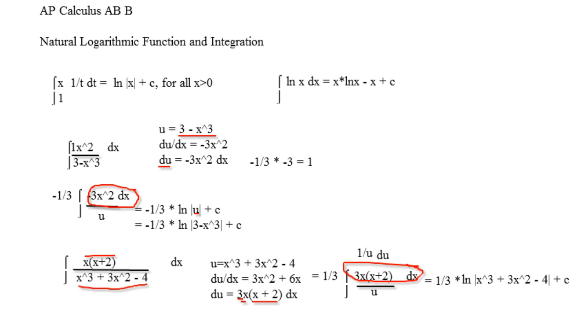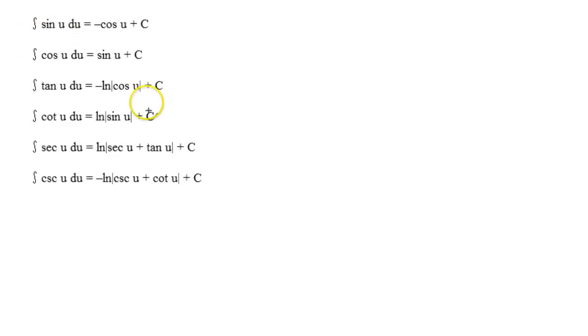Now some other things. The integrals of famous trig functions right here. The integral of sine of u du, especially when you're using substitution, is going to be negative cosine of u plus c. The integral of cosine of u du is going to be sine of u plus c. The integral of tangent of u du is going to be the negative natural log of the absolute value of cosine of u plus c. The integral of cotangent of u du is going to be the natural log of sine u plus c.